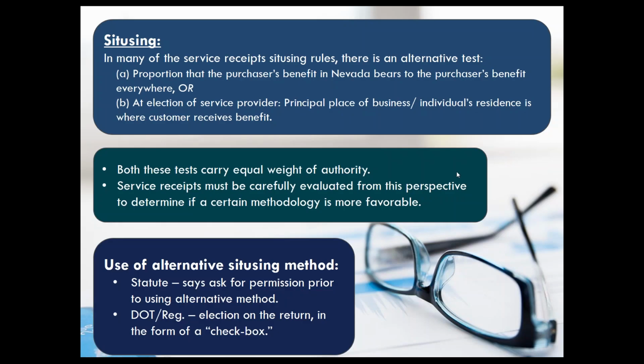So I mentioned earlier one thing to keep in mind on sourcing for services. They do have a couple different rules that you can follow for sourcing services that might be worth taking a look at, depending upon your facts and situation. But for service receipts, there is an alternative test. Basically, they're saying that you can source the receipts to Nevada based upon the proportion that the purchaser's benefit in Nevada bears to the purchaser's benefit everywhere.